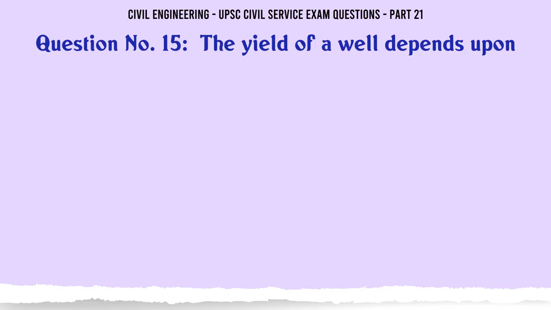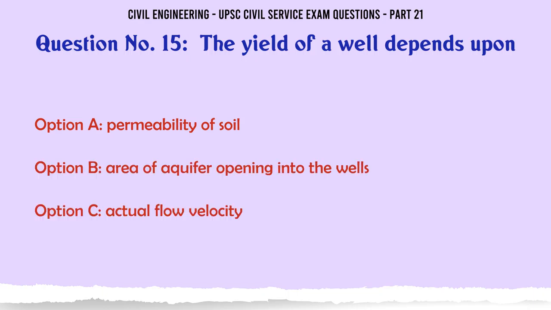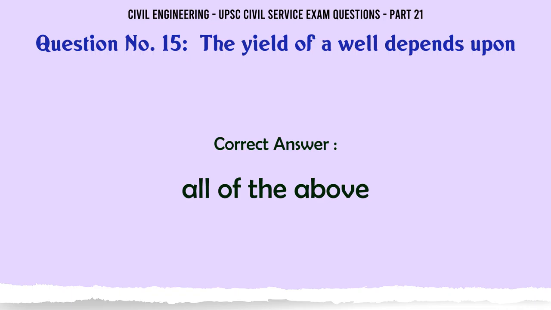The yield of a well depends upon A. Permeability of soil. B. Area of aquifer opening into the wells. C. Actual flow velocity. D. All of the above. The correct answer is all of the above.